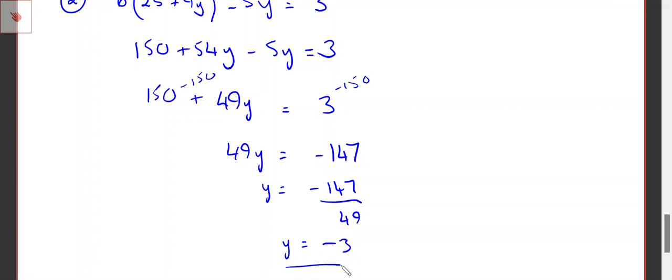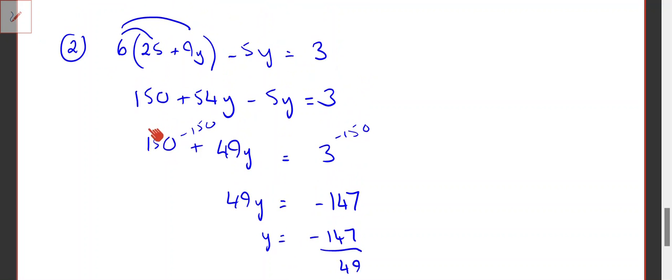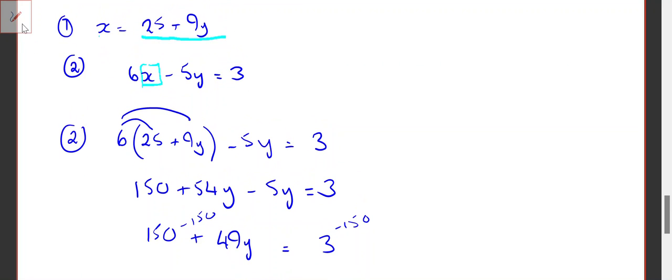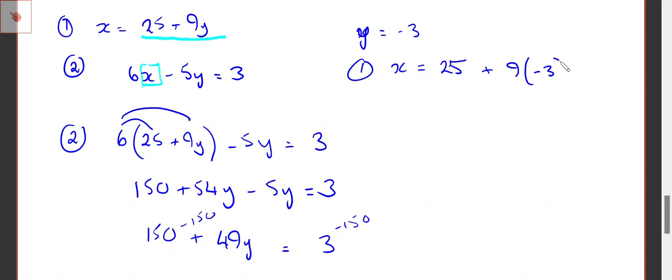How do I find x? So if y is minus 3, x is 25 plus 9 times minus 3, using number 1. It's 25 minus 27, so x equals minus 2. Right.